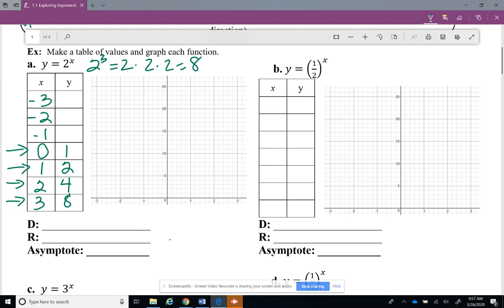All right, let's go ahead and graph those and see what our graph's starting to look like. 0, 1, 1, 2, 2, 4, and 3, 8.